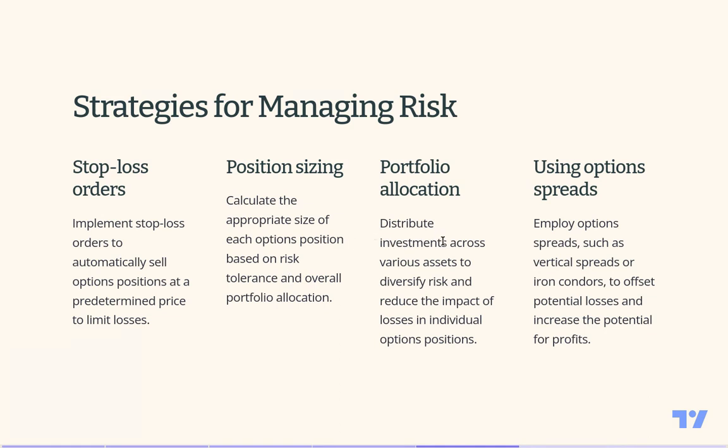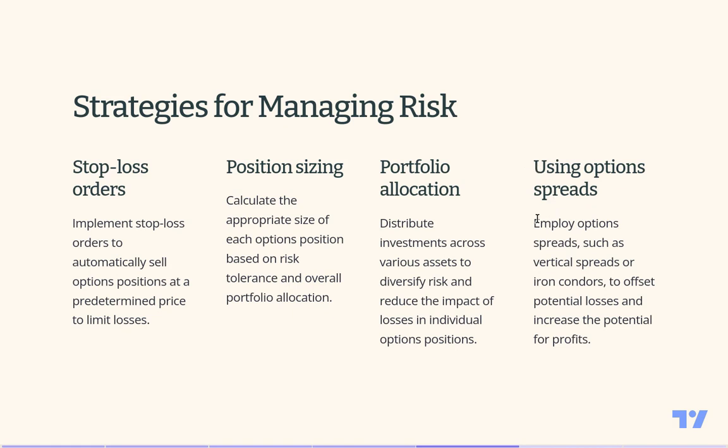And then portfolio allocation: distribute investments across various assets. Again, it comes back to your strategy. You need to develop a strategy that allows you to trade across markets. Some people decide to stick to one specific market. For example, some people say, look, I'm just going to stick to tech stocks. This is what I am used to, and this is what I love. So again, it's all about strategy.